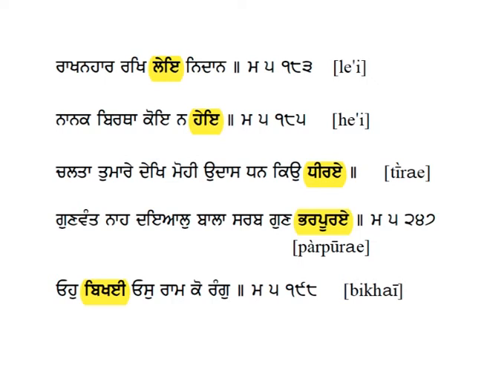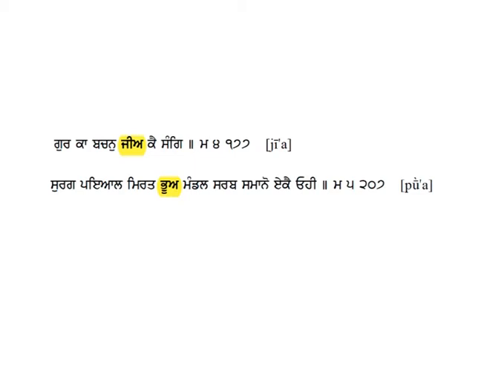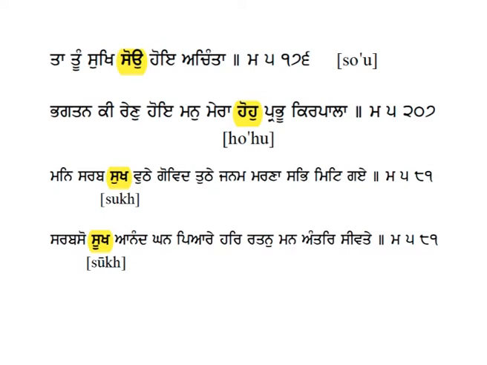And this goes on. Then you have this prolongation of the vowel, like after G, you have Ada also: Gurka Bachan, G ke sang, Surg Pyal Mirth Poo. It is not just Poo, there is Ada after it. This follows the tonal structures of the Punjabi language, nothing else. So, Mera hoho.